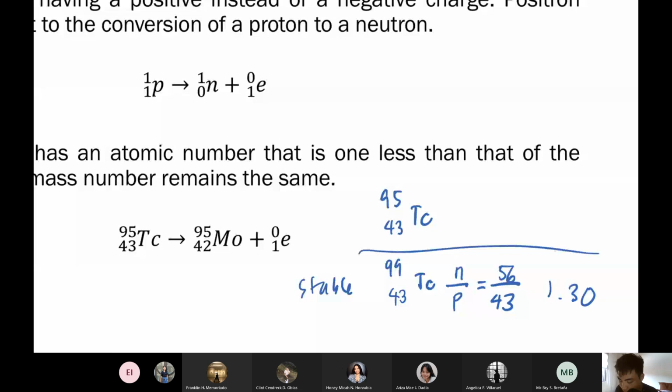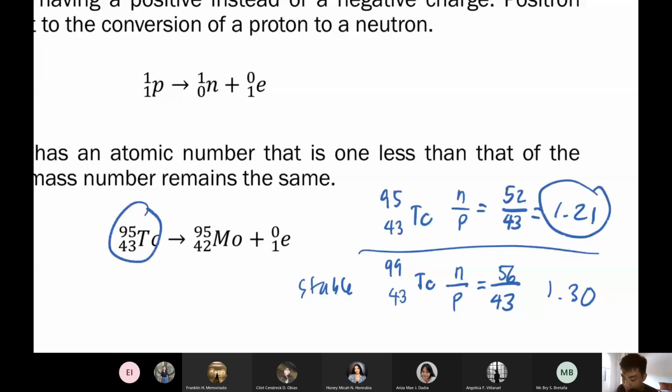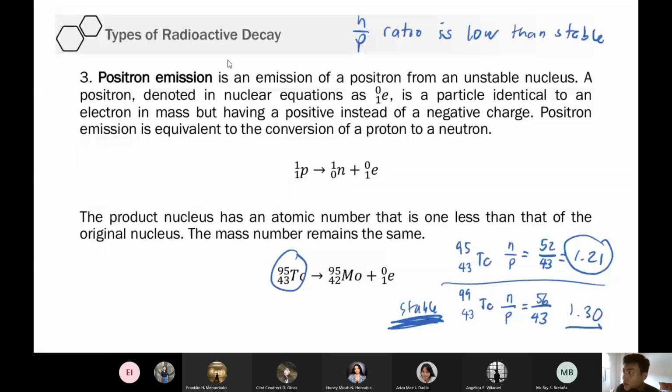Dito naman sa 95 technetium, so neutron to proton ratio, alamin mo, 43 protons, neutrons, 95 minus 43, 52. Okay? So 52 divided by 43, this is 1.21. So as you can see, this one has lower neutron to proton ratio than the stable. Okay? Kasi yung stable 1.30. Tapos itong 95 technetium natin, ang neutron to proton ratio niya ay 1.21 yun. So in order for this to be more stable, it has to undergo positron emission. Okay? So when the neutron to proton ratio is low, then you have to undergo positron emission. That is different with the beta emission.